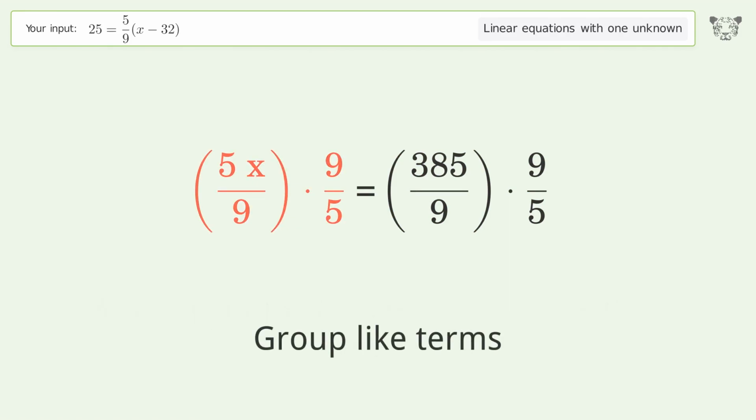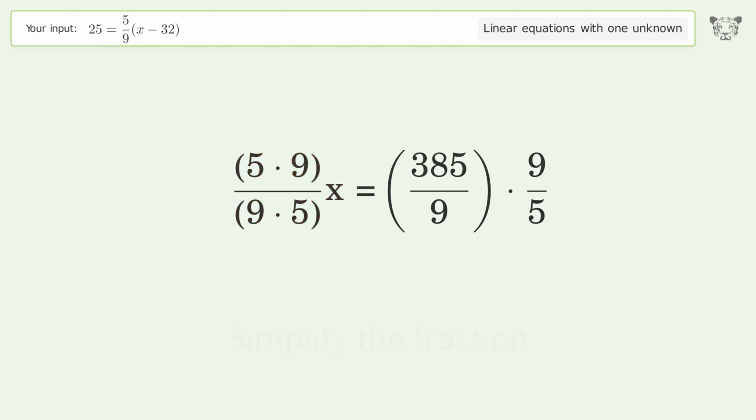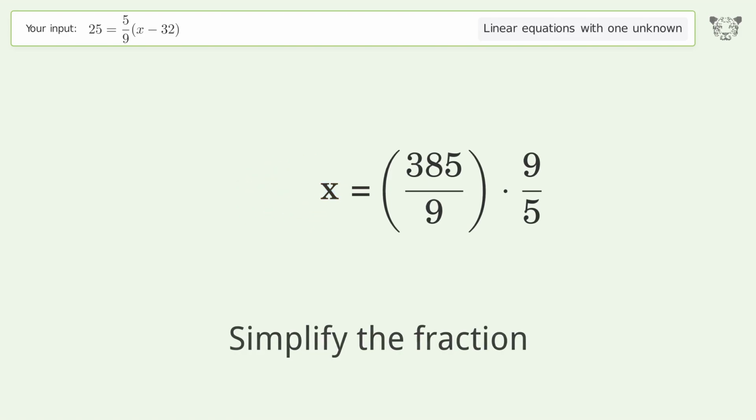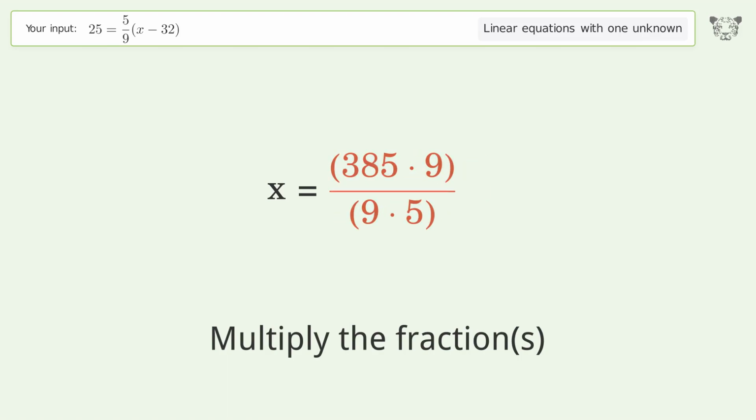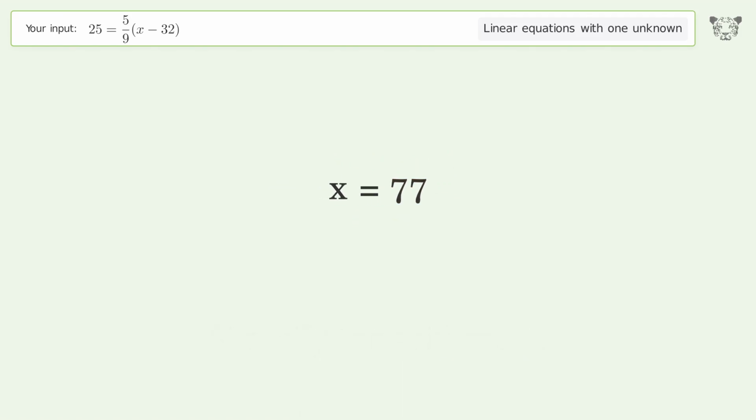Group like terms. Multiply the coefficients. Simplify the fraction. Multiply the fractions. Simplify the arithmetic. And so the final result is x equals 77.